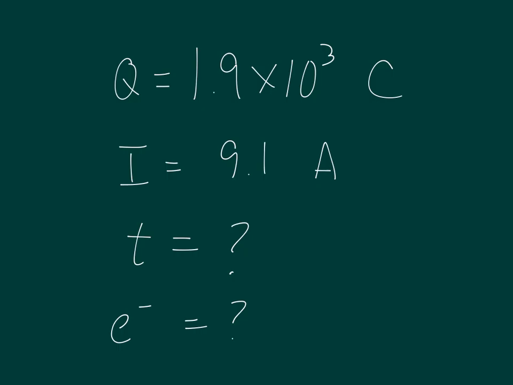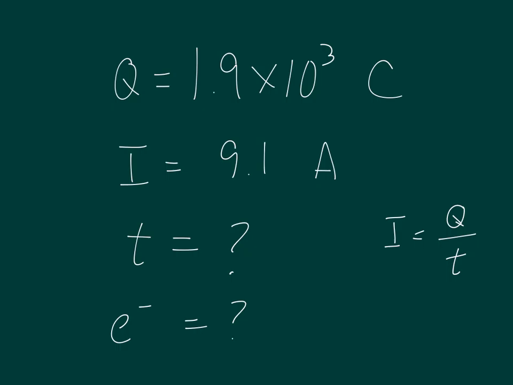Well, remember what current is. The definition of current is charge per unit time. Current, I, is defined as charge over time. And I think in class I might have written delta Q over delta T, but delta just means change, right? So how much time has elapsed? We don't know. We know how much charge is used, 1.9 times 10 to the third. We know the current is 9.1, so we can find time by switching these two. That's the easier part.